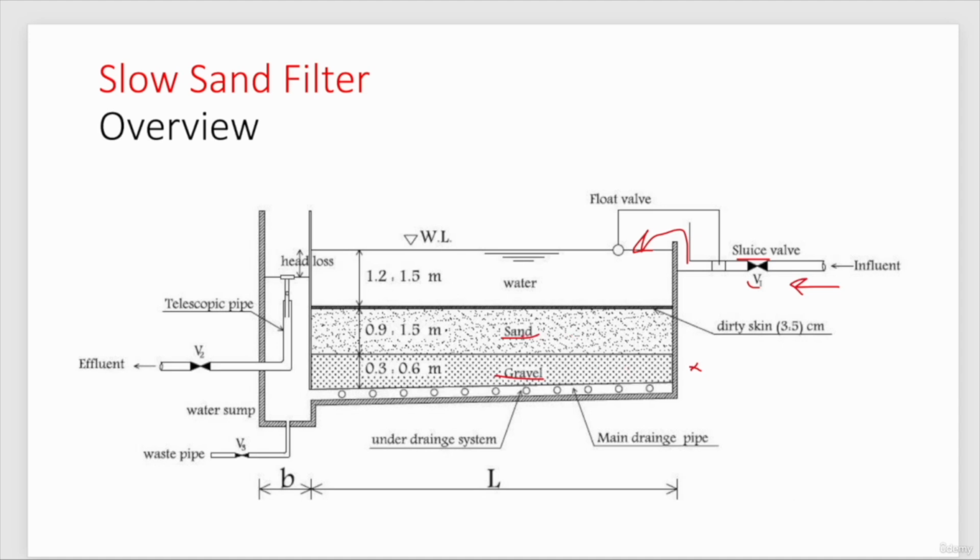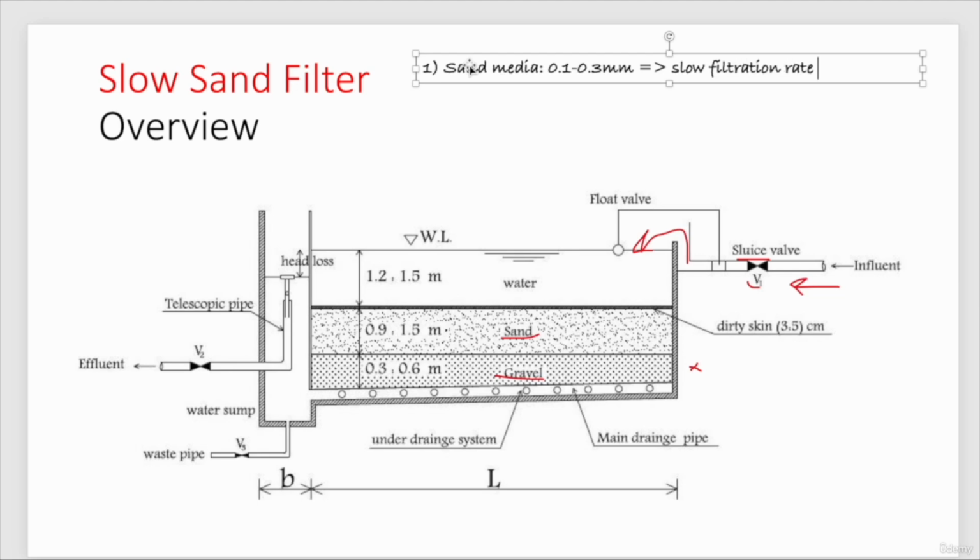The sand media has actually very small diameter compared to a rapid sand filtration. So this is actually the first difference. The sand media has 0.1 to 0.3 millimeters diameter, and if we compare it to a rapid sand filter, it was 0.45 to 0.55, and this implies actually slow filtration rates. So these small openings will allow for slower filtration rate, and this will actually help to remove more particles and finer particles compared to the rapid sand filtration.